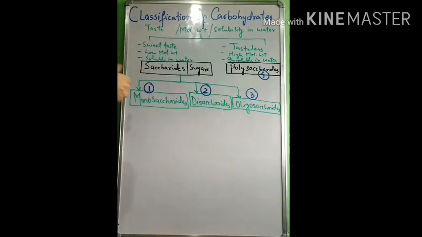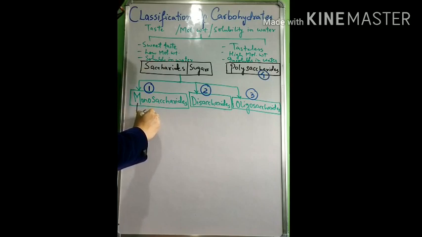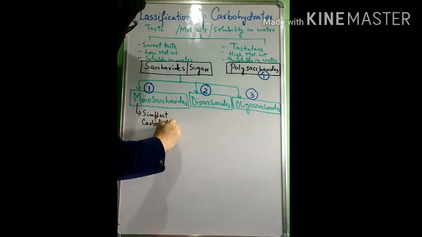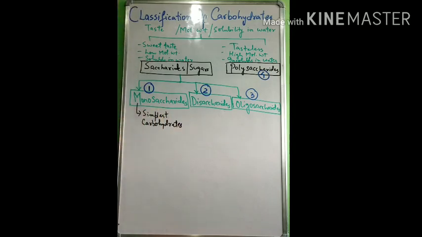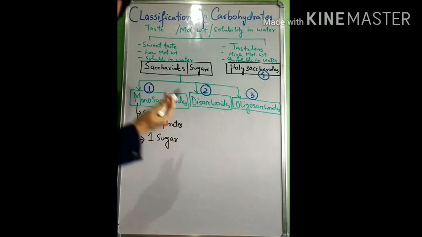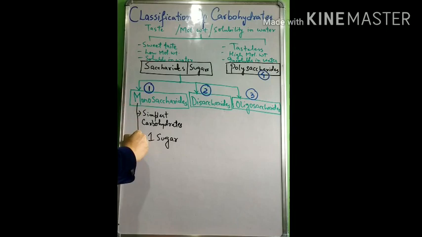Monosaccharides are those which are just a single sugar. So, they are what? They are simplest carbohydrates. Very simple carbohydrates are called monosaccharides. They are just one sugar. Just one sugar.